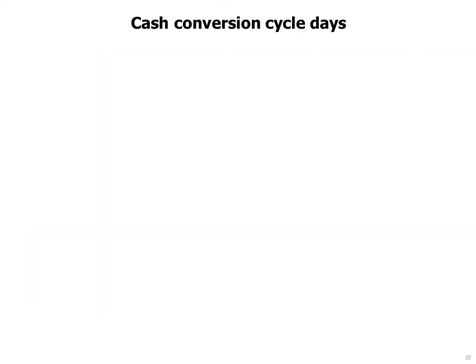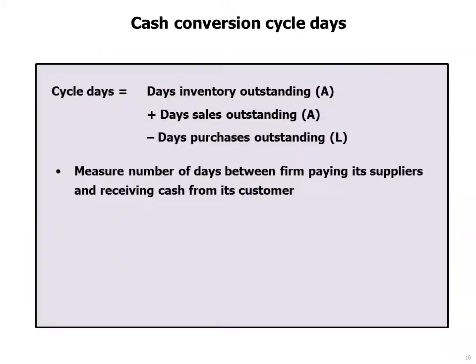And another measure, cash conversion cycle days. And this measures the number of days between the firm paying its suppliers and receiving cash from its customers. So it's defined as days inventory outstanding, which is an asset, plus days sales outstanding, which is the other asset item, minus days purchasing outstanding, which is the liability.